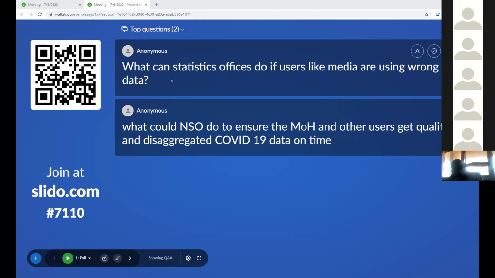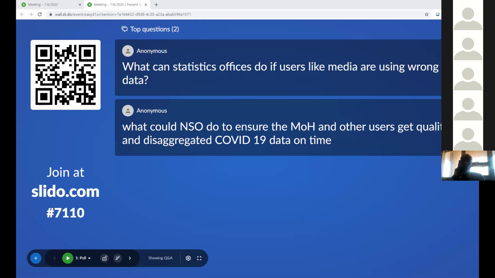Okay, thank you very much to both. We can move on to the next question, which is, what could NSOs do to ensure that the ministries of health and other users get quality and disaggregated COVID-19 data on time? Do we have anybody?